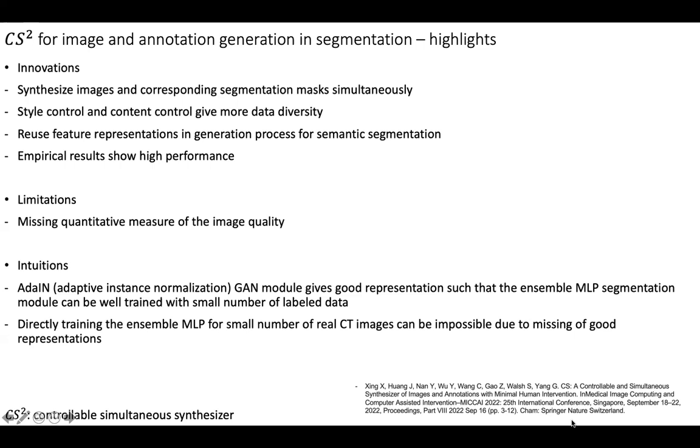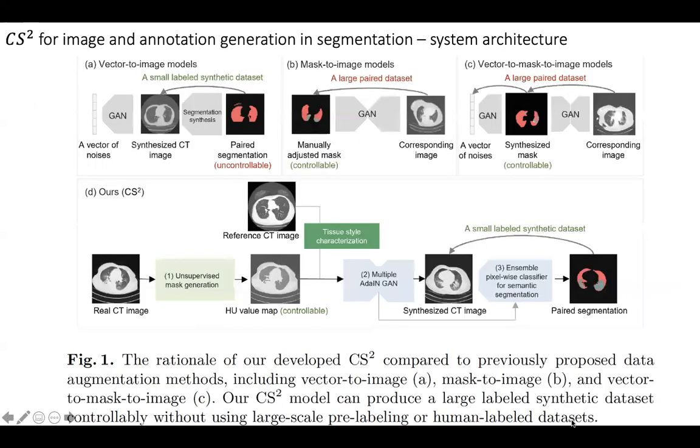Secondly, if we directly train the ensemble multi-layer perceptron model on a small number of real city images, I personally don't believe it is possible to achieve very good performance, since we may not have a good representation. And this paper was published in MICCAI 2022.